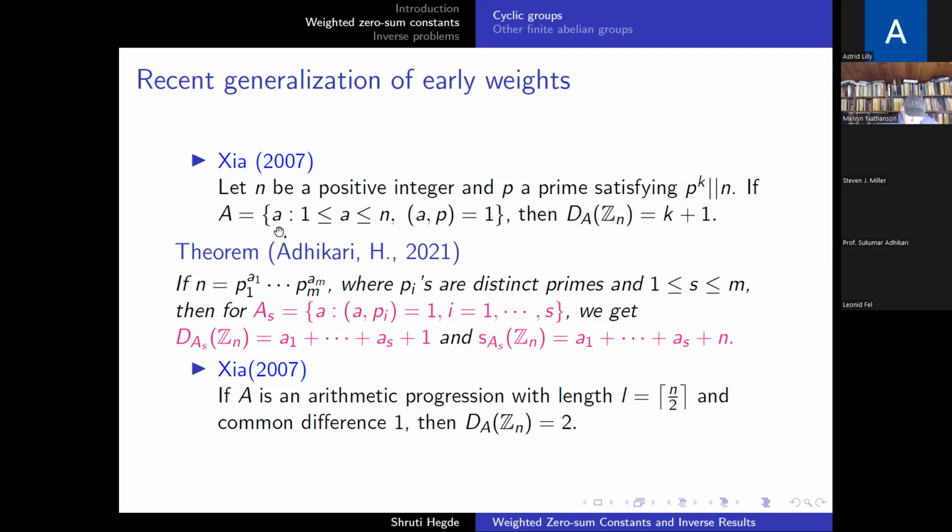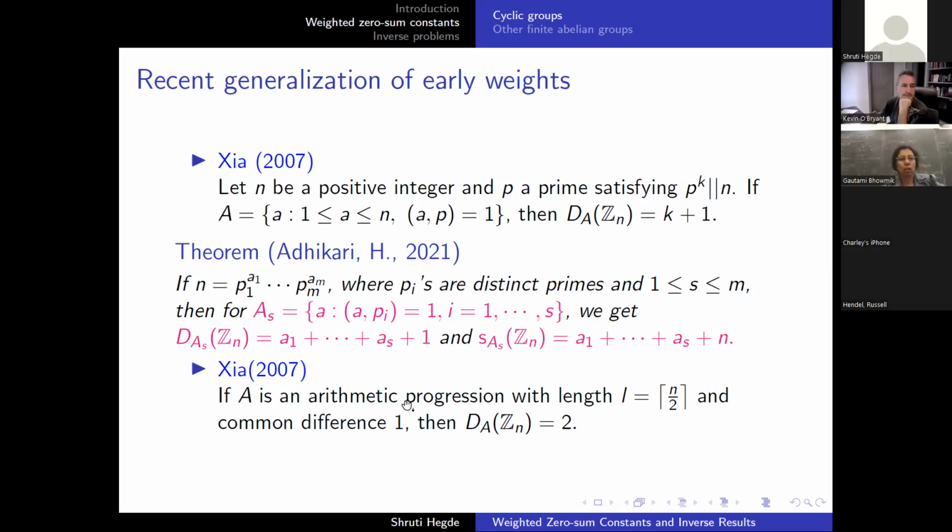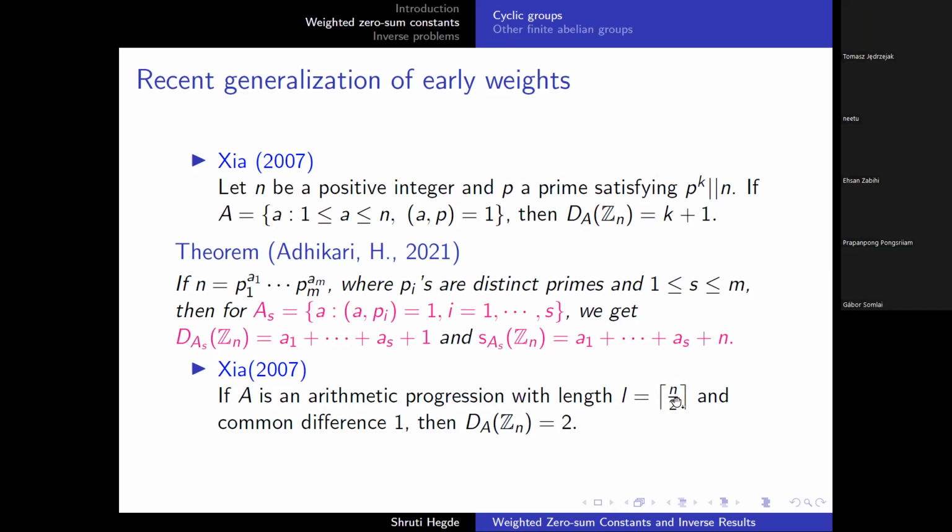So next, in the same paper, Xia proved another theorem that if A is an arithmetic progression of length ceiling n by 2 and common difference 1, or in other words, A is a set of ceiling n by 2 consecutive integers, then with this weight set, D_A(Z_n) is equal to 2. We generalized this weight set also, and we took ceiling n by d consecutive integers.